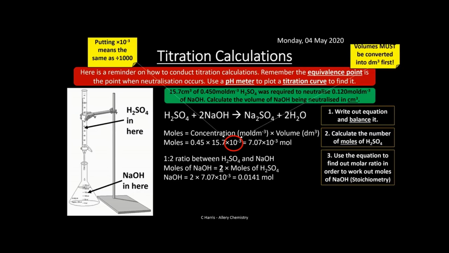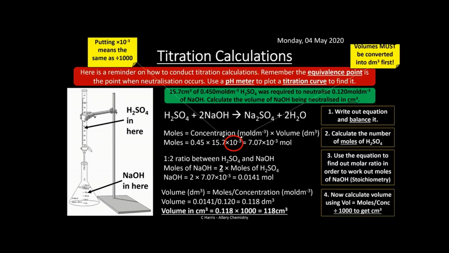The third step is to use the equation to find the molar ratio in order to work out moles of sodium hydroxide, and we call this stoichiometry. We have a 1:2 ratio between sulfuric acid and sodium hydroxide. So the number of moles of sodium hydroxide is 2 times the moles of sulfuric acid. That's 2 times 7.07 times 10^-3, because that's what we've just worked out. That gives us 0.0141 moles of sodium hydroxide.